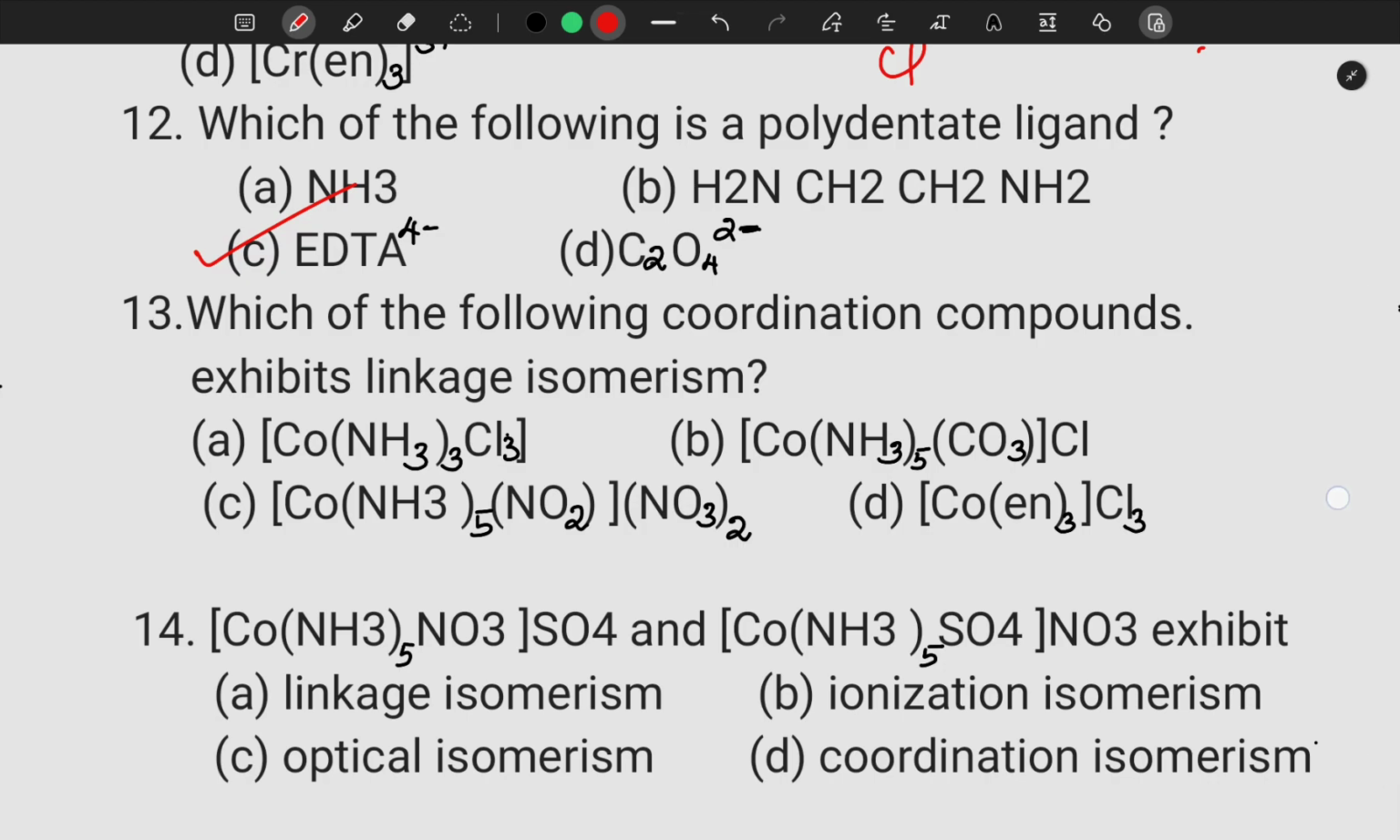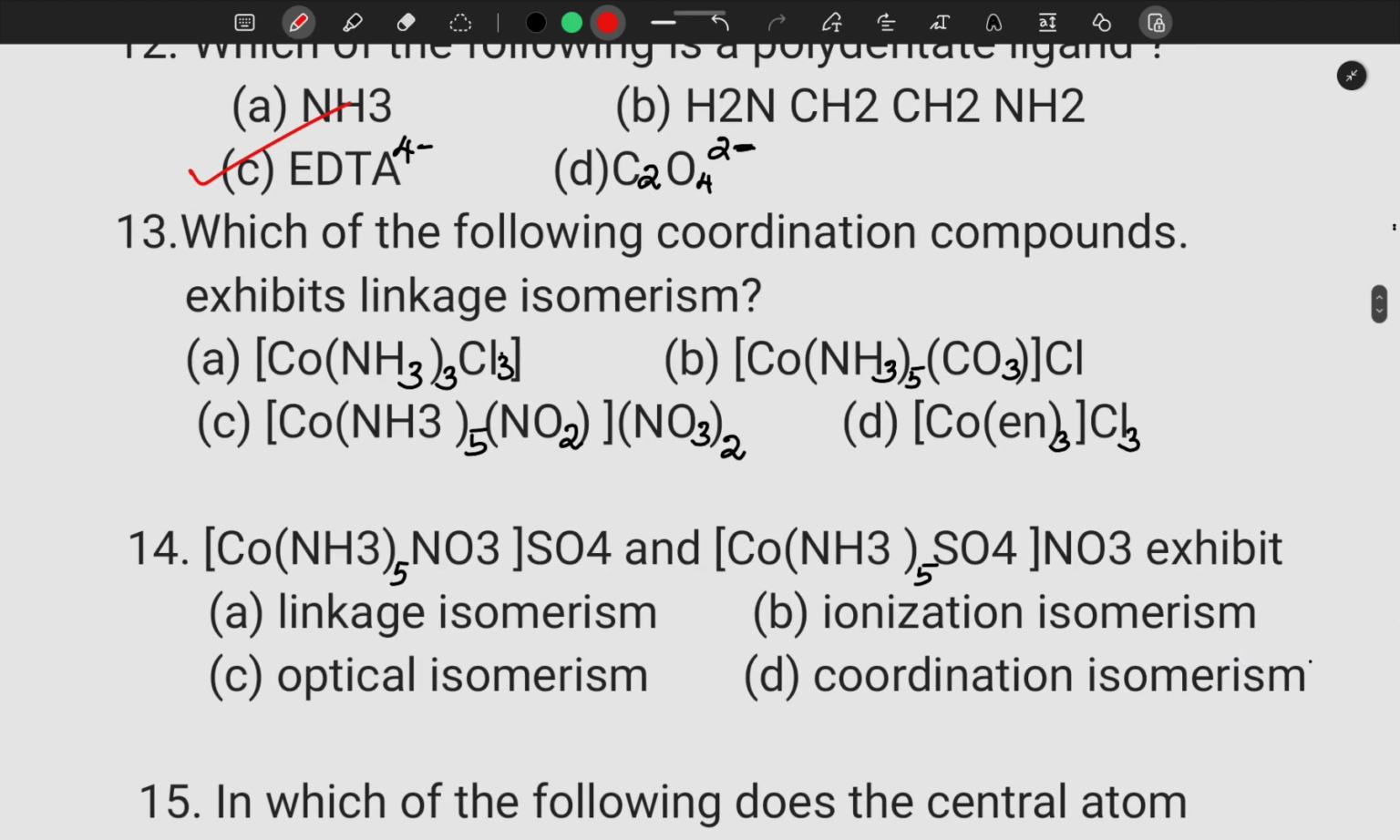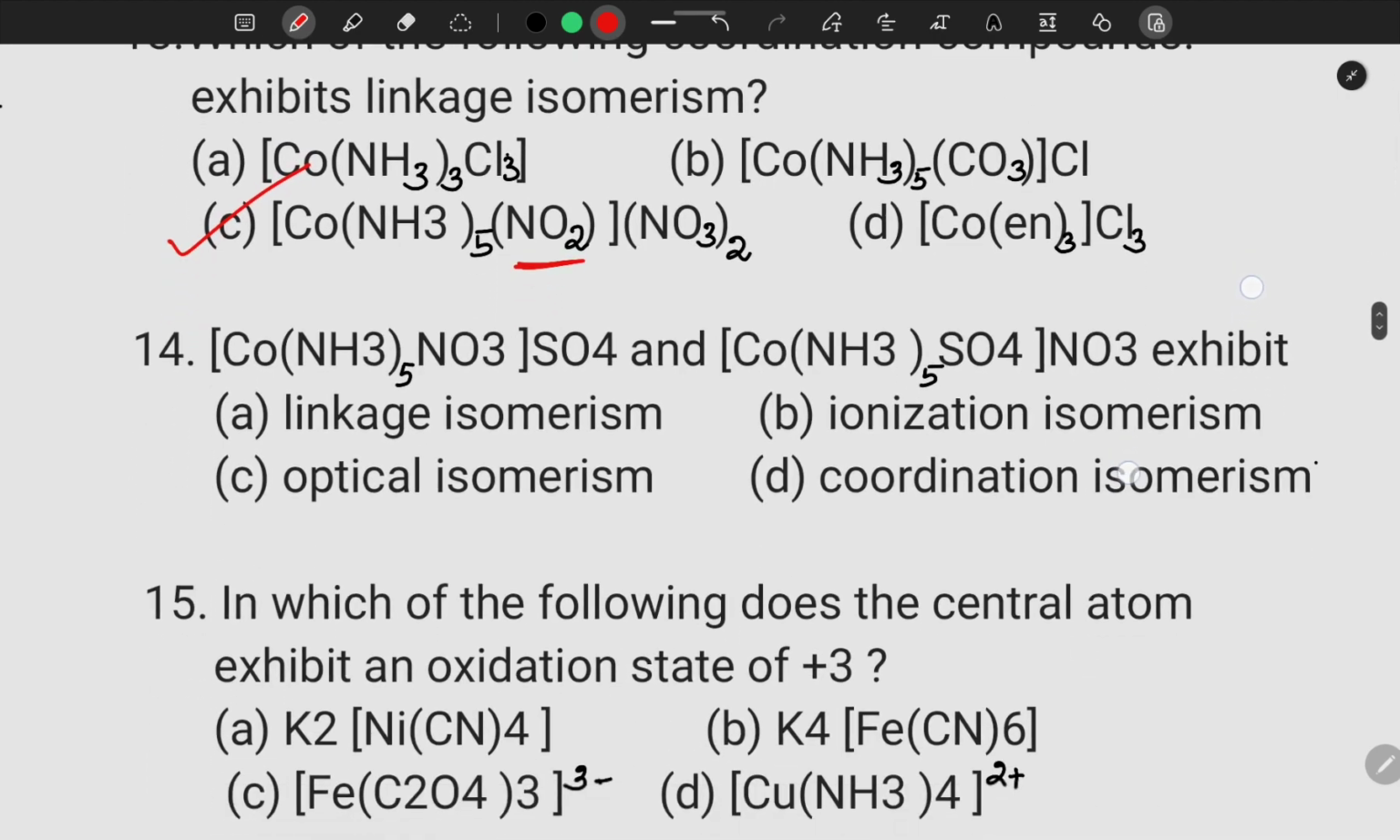Which of the following coordination compounds exhibits linkage isomerism? In order to show linkage isomerism, the complex should contain an ambidentate ligand. Here we have ammonia and carbonate, which are unidentate ligands. Then nitrito is there, and it's an ambidentate ligand. So this complex will show linkage isomerism.